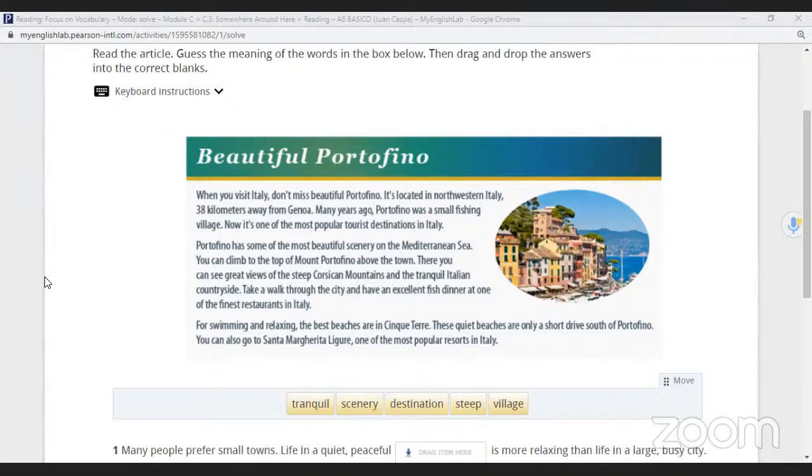For swimming and relaxing, the best beaches are in Cinque Terre. These quiet beaches are only a short drive south of Portofino. You can also go to Santa Margherita Ligure, one of the most popular resorts in Italy.